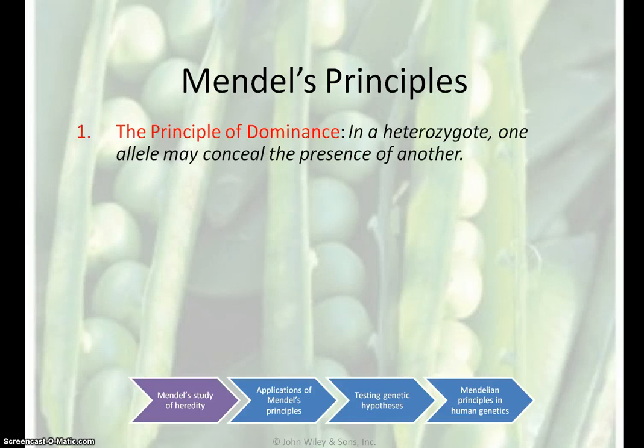So his first principle is a principle of dominance, and again, that's in the part 1 video, not in this video. And this principle states that in a heterozygote, one allele may conceal the presence of another. So you have a dominant allele which can conceal the expression of the recessive allele.